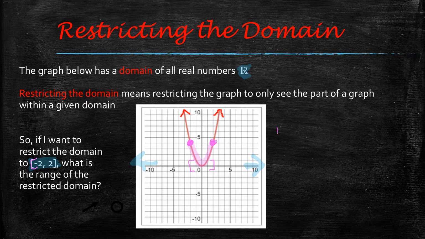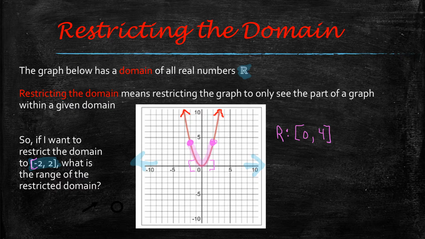So if I write the range for just that pink area, it's going to be the very bottom of the graph, which is at 0, and it's going to go up to the top of just that pink section, which looks to be at 4. Again, there's going to be a hard bracket here because that point at the top of the pink section is included.